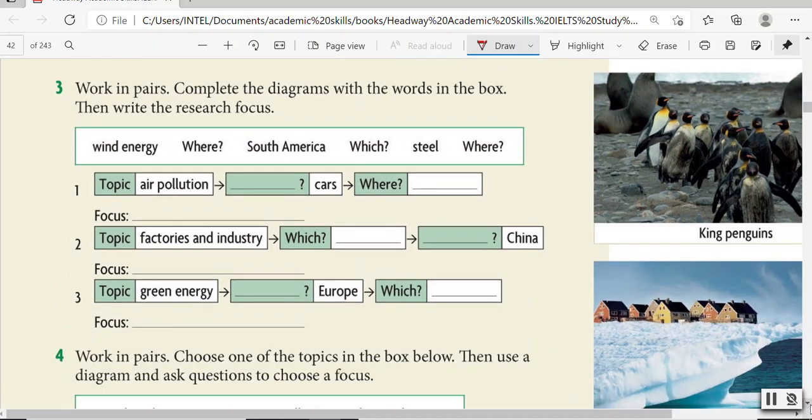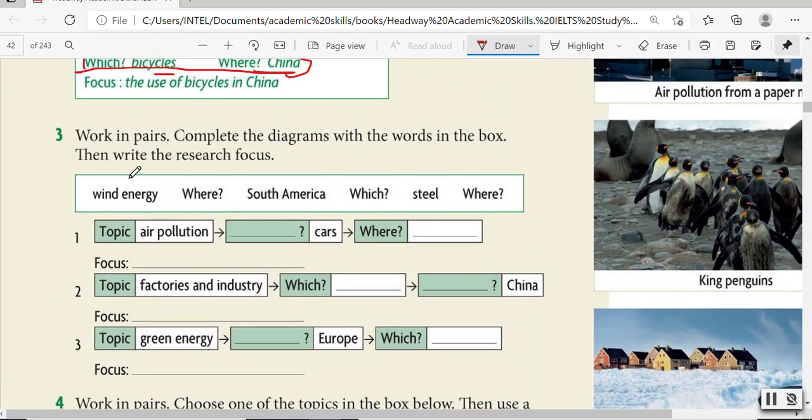We have another example, another exercise in here, about topic and choosing a focus. Work in pairs. Complete the diagrams with the words in the box, then write the research focus.